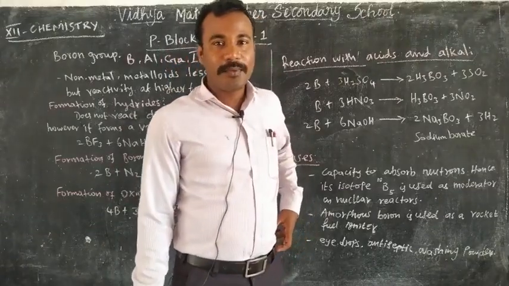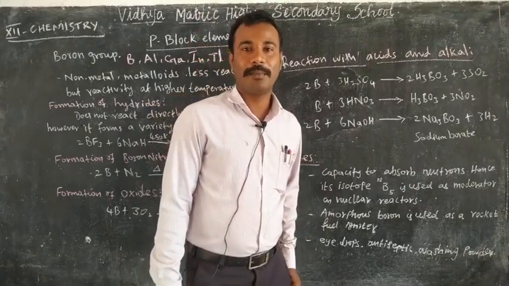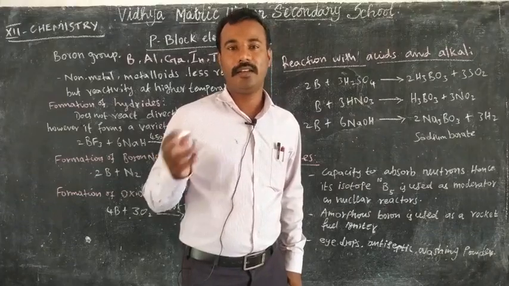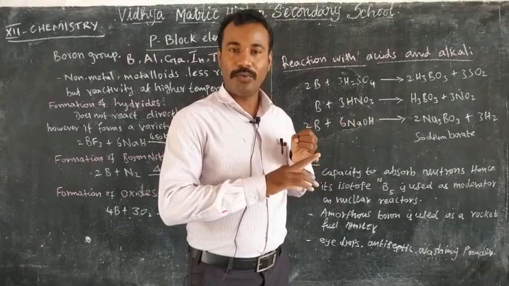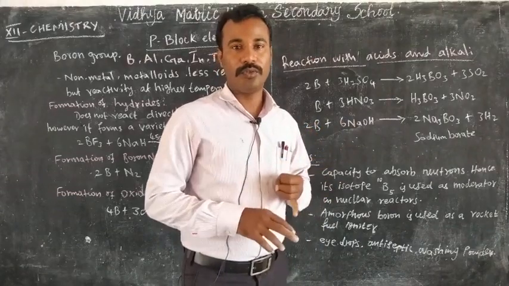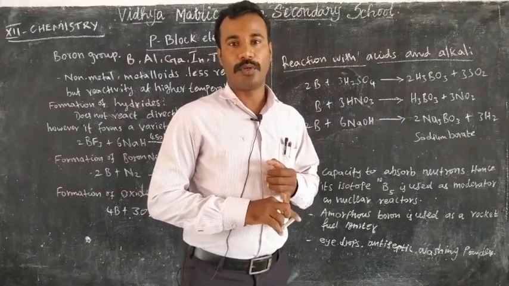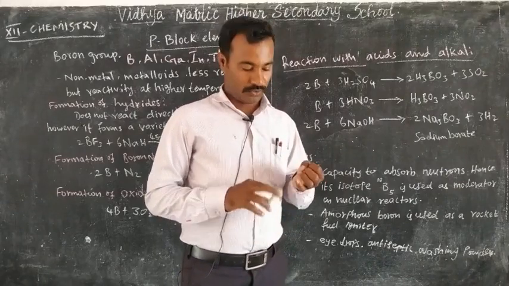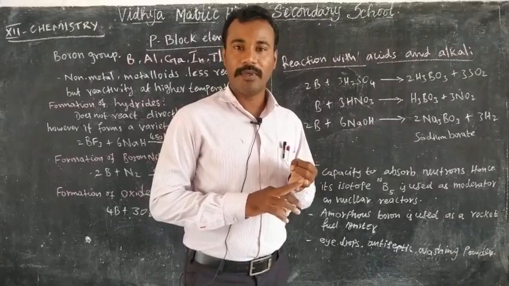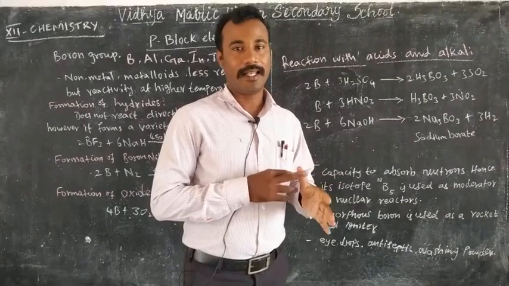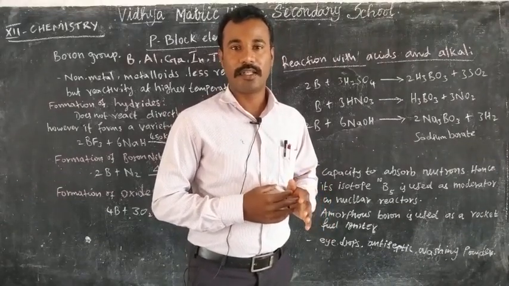Last class we discussed the introduction to P block elements. The P block elements mostly include metals, metalloids and non-metals, covering the 13th to 18th groups. Now we have learned the 13th group, that is the boron group or boron family. The elements present are boron, aluminium, gallium, indium and thallium.